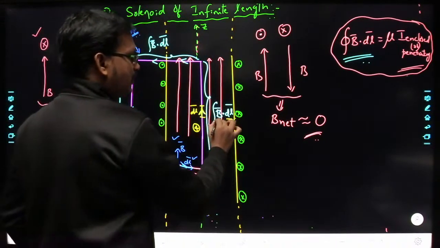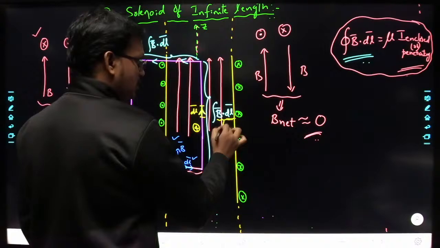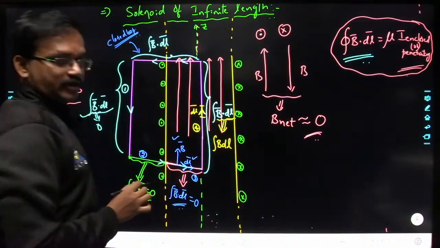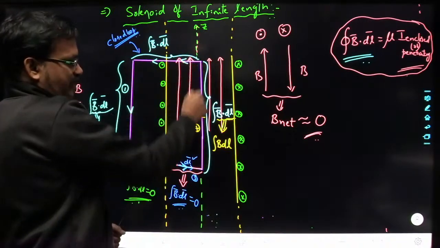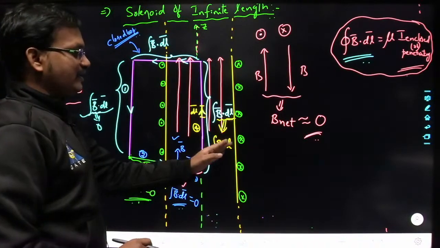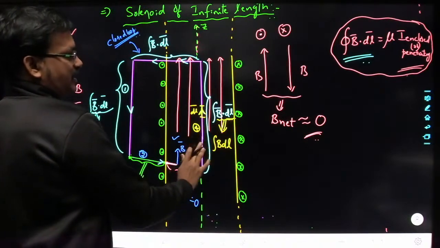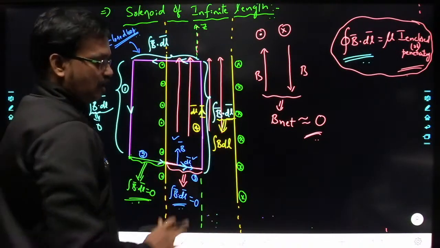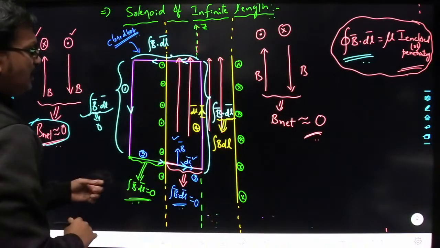So that means B bar and dl bar both are pointing in the same direction, and hence integral B bar dot dl bar will get simplified, and you will get simply integral B into dl. Yes or no? So over this length, you are going to get integral B dl. Why? Because the loop direction and B field direction inside the solenoid are both pointing in the same direction over this section. So you are going to get integral B dl. Understood?